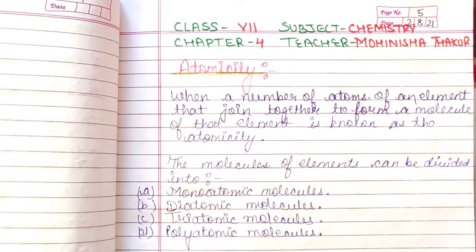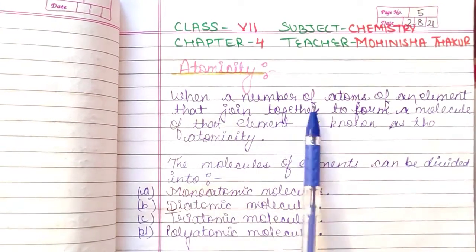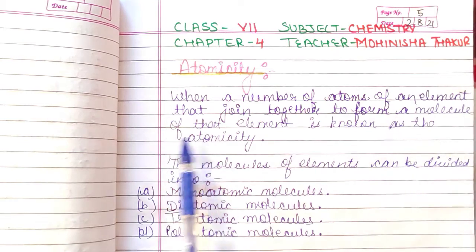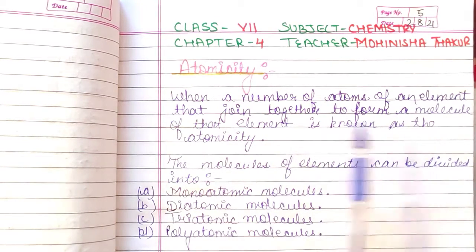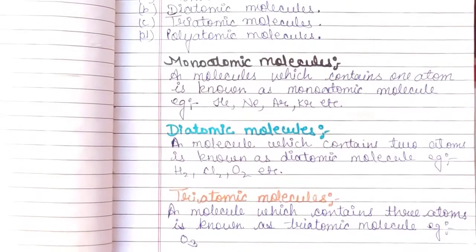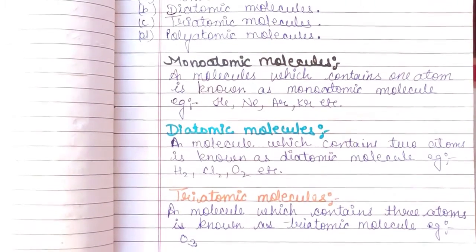Now we will discuss the term atomicity. The number of atoms of an element that join together to form a molecule of that element is known as the atomicity. The molecules of an element can be divided into monoatomic molecules, diatomic molecules, triatomic molecules and polyatomic molecules. Let us discuss all these types of molecules.